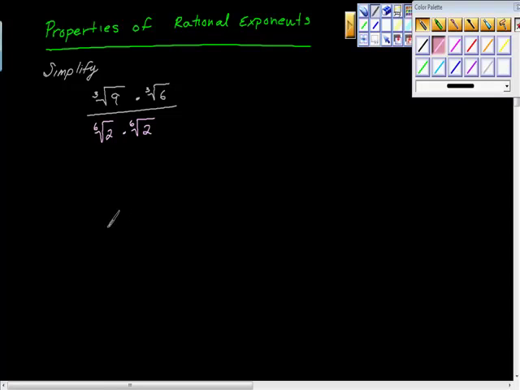Alright, properties of rational exponents. This is what we did in class today, and I was so amazed. There were so many different, really clever ways that you guys found to solve this. So I thought we could possibly look at a couple ways that you might look at this.